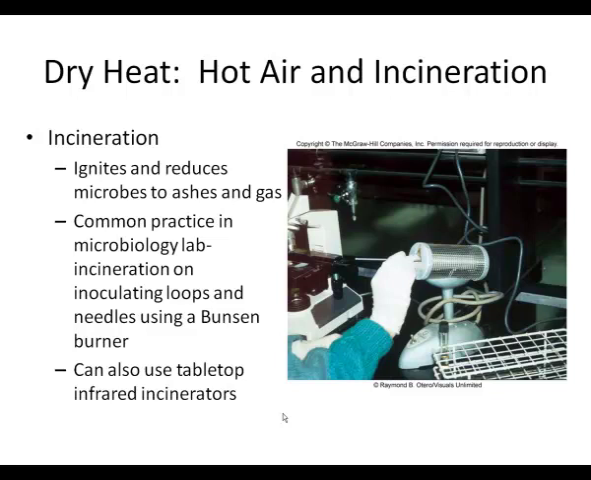This incineration is a common practice. You guys use this in lab. Every time you put your loop into your Bunsen burner, you are incinerating bacteria. There are also tabletop incinerators, infrared incinerators. That's what this little number is here. I have one of these in the prep room where I use that instead of a Bunsen burner. Basically the same process. You're just essentially incinerating your loop and killing anything that's sitting on top of it.